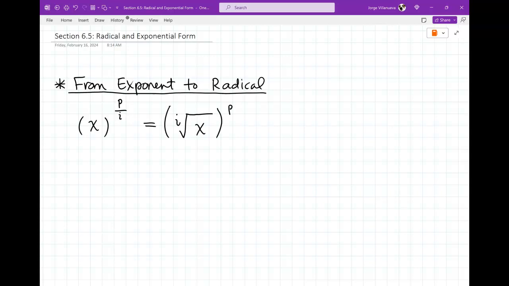And guys, that's all you have to do. You're not going to have to simplify. You're just going to convert it really quick. It does not take long to do. This homework should probably take you less than maybe 8 minutes. It's pretty quick. But notice the P, that's the power, and the I is for the index of the radical.